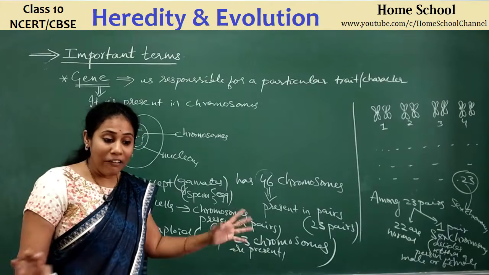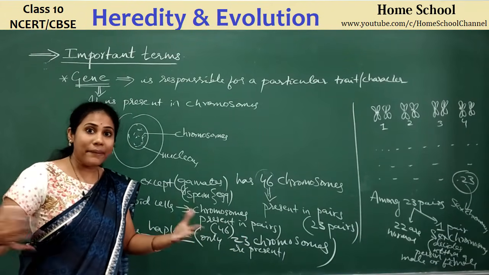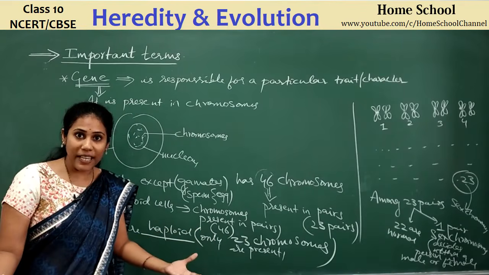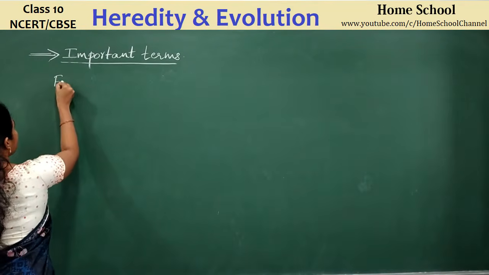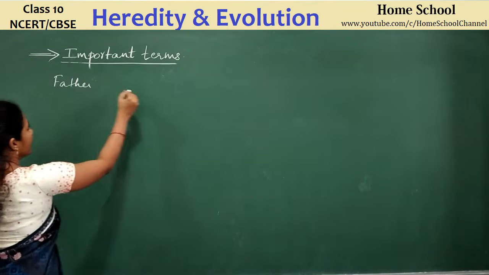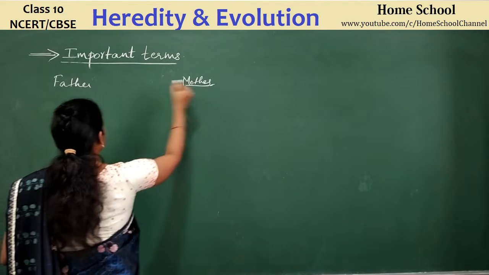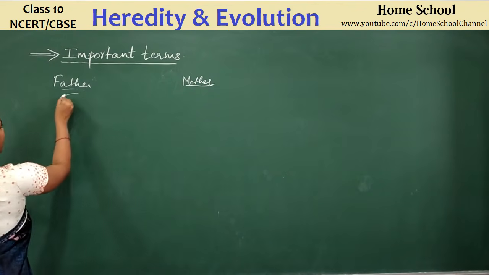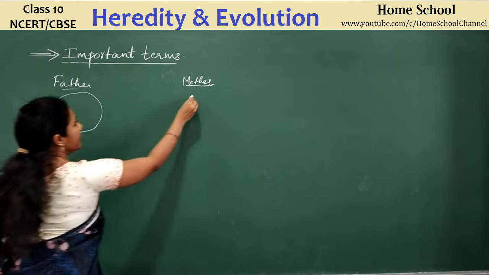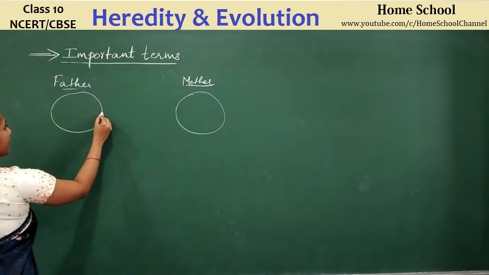Okay, so now what happens during reproduction is, if this is a father and this is a mother, here the father in his cell, in his normal cell, this is a normal cell.